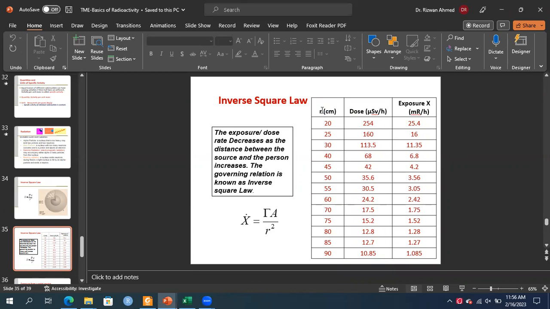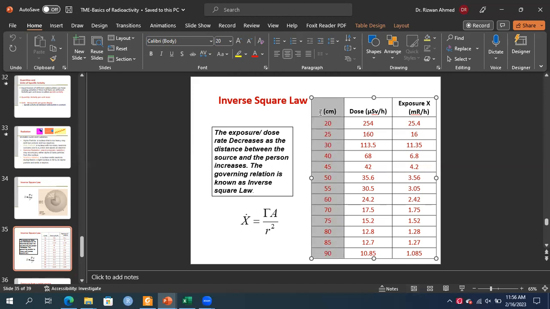So I plot exposure. We have the relationship for exposure rate. Exposure rate is equal to the gamma constant, capital Gamma, times A, the activity of the source, upon R squared, which means it's an inverse square relationship. So let's develop that from this data.